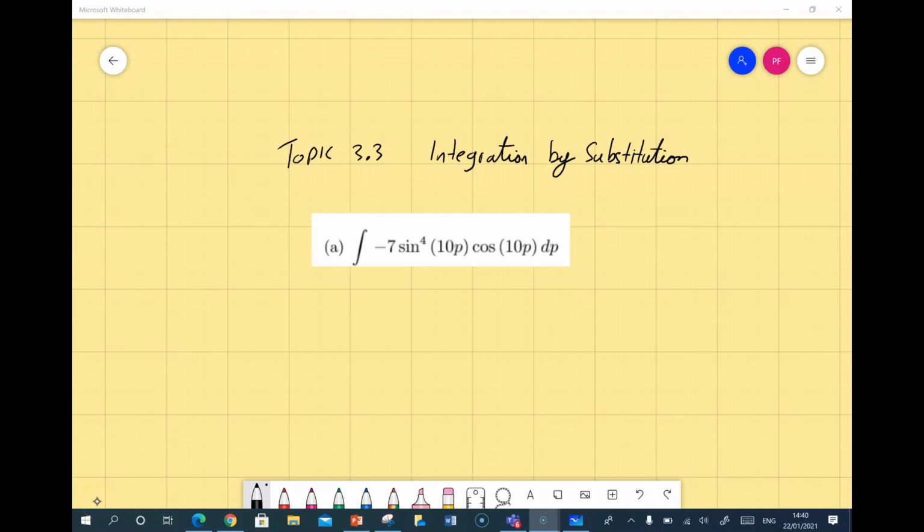This is topic 3.3, integration by substitution. First question, question A. The integral of minus 7 sine to the power of 4 of 10p times cos 10p. Just a reminder that sine to the power of 4 of 10p means sine of 10p all to the power of 4, just a particular way that they write it.